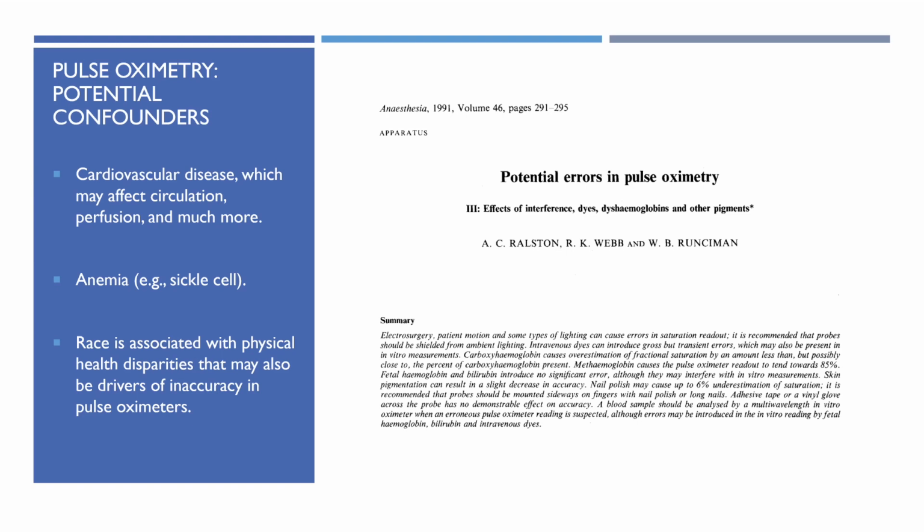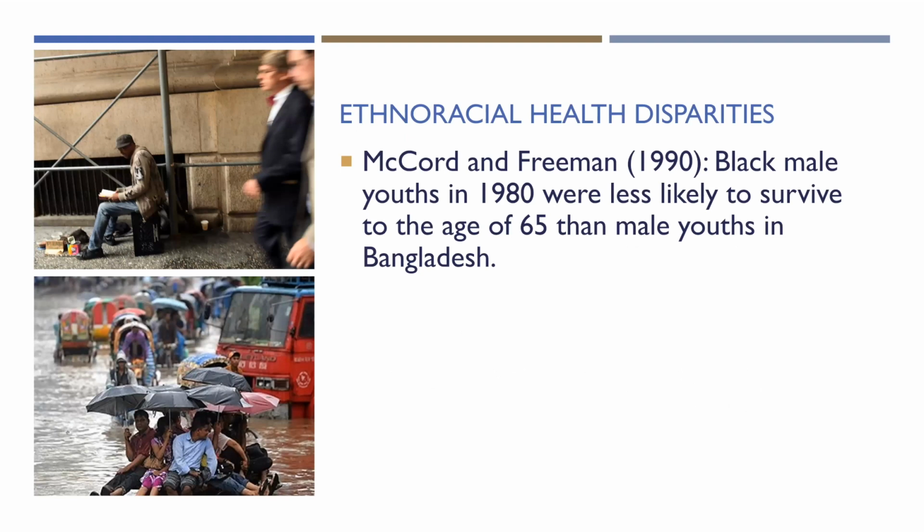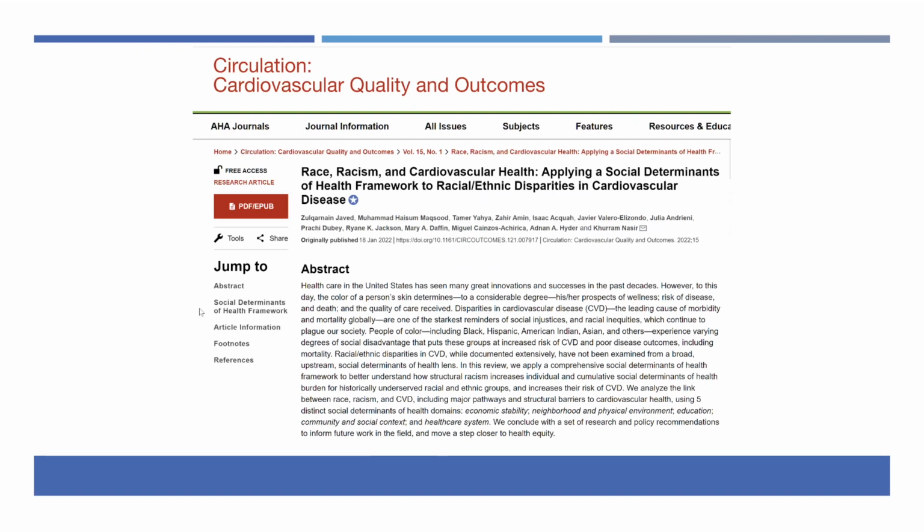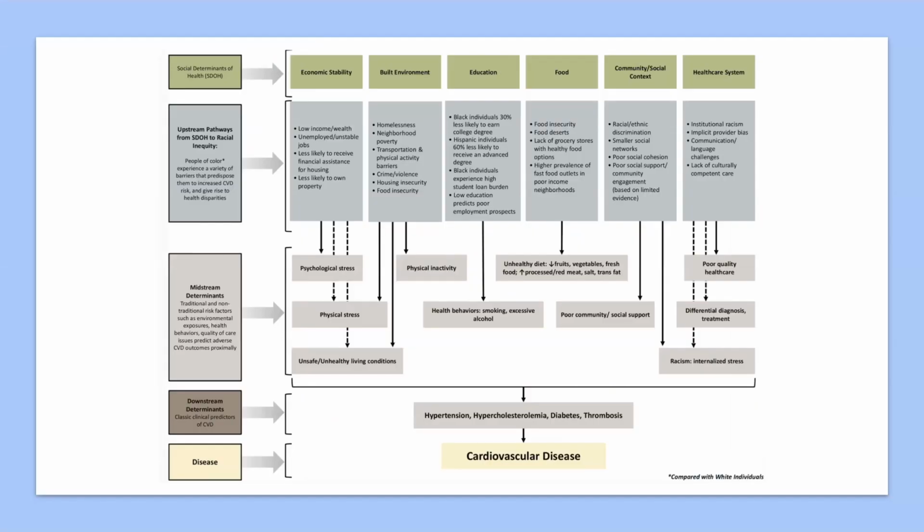So when we think about some of the findings from the studies using the racial categories, one thing to think about are the dramatic health disparities that we see between Blacks and whites. For instance, this was reported back in 1990, rather infamously, that Black male youths in 1980 were less likely to survive to the age of 65 than male youths in Bangladesh. And there is a 5-year gap in life expectancy at age 25 between Blacks and whites. We're applying a social determinants of health framework to help understand these issues. And there's a lot going on my screen here, but this has been in the air already with some of the earlier presentations.